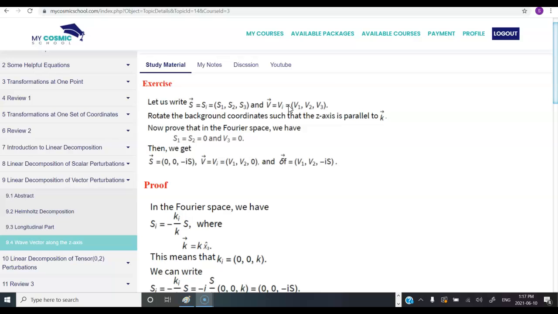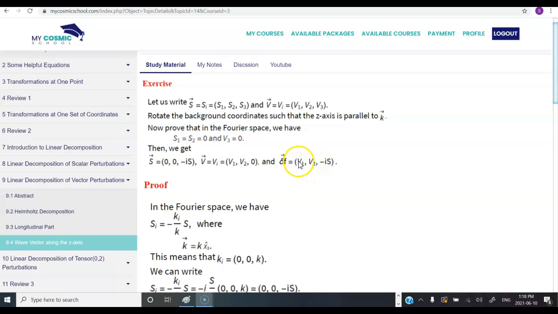How can we see this? In order to see that, let us align the z-axis parallel to vector k. When you do that, you will see that for vector S, which is the longitudinal part, there is no x and y component. For the vector V, which is the transverse part, there is no z component. So when I write this vector perturbation by adding these two components, I will get V1, V2, minus iS, because I will get x and y components of the transverse part and the z component of this longitudinal part.